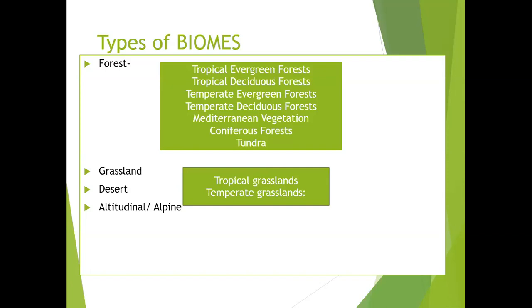This biome has the largest number of domesticated animals because of the development of agriculture. And since we are staying in India, we know that we are primarily an agricultural society, and still about 70% of India's population is engaged in agricultural activity. Then we have tropical moist deciduous forest and tropical dry deciduous forest.